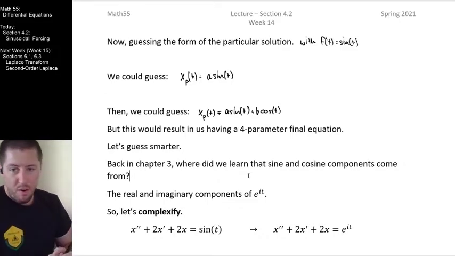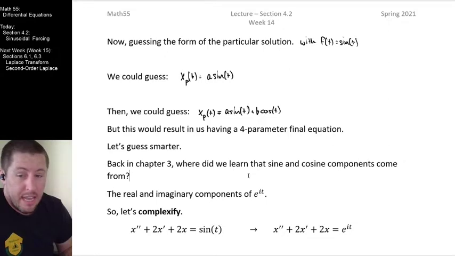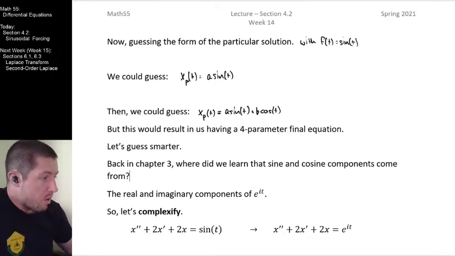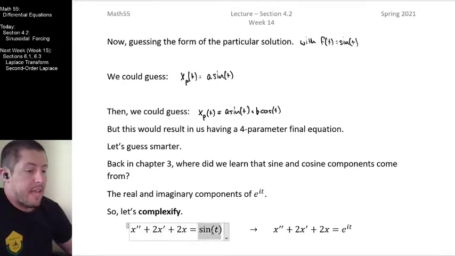We've now got 4 parameters to manage. Don't really want to do that. So instead, what we're going to do is this. We are going to rewrite our differential equation that has a sine of t in it.